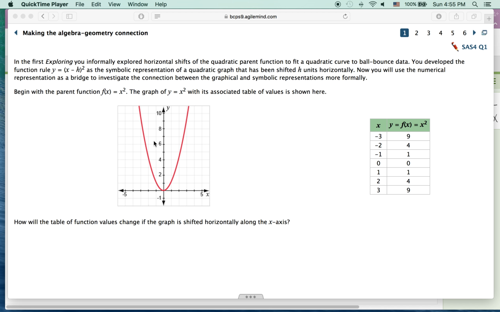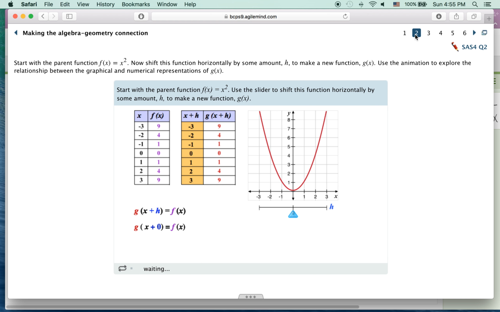So here we have a quadratic form, the most basic one, just squaring x. And here we have it tabulated. -3 goes to 9, so on and so forth. And you see that it's symmetric. So if we want to shift this to the right, we talked about writing this as the initial function minus the right translation or plus the left translation.